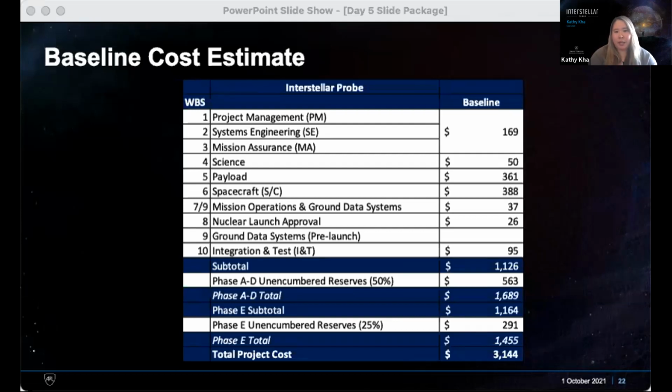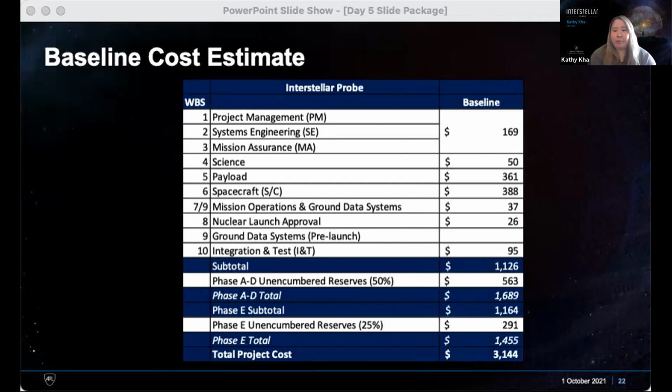And due to the way we estimated that line, we combined those two together. So you'll see the ground data systems line is empty down there. That's because it's included in that 7-9 line. We have 26 million in here for nuclear launch approval. This 26 million was a ground rule and assumption number that was pulled from the decadal studies from this past summer as well. So we don't have a good feel for what that number would be quite yet. We have that 26 in there right now as a placeholder, since that's what was used on the decadal studies.